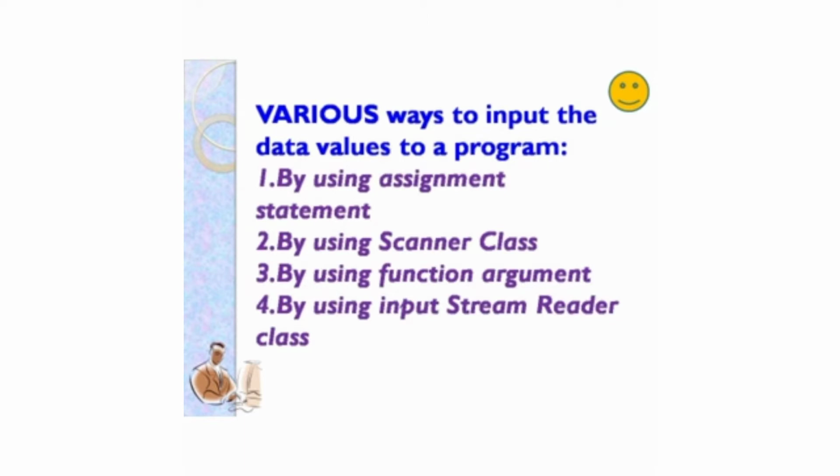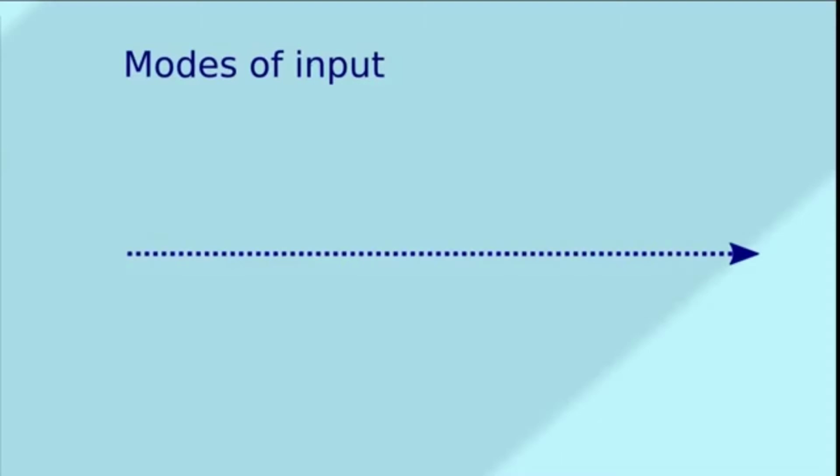Let's understand how we can put data in a computer. The input may take place in different stages of life cycle of a program. Let us look at those stages. First stage is initializations. Initialization refers to input data before execution of the program.